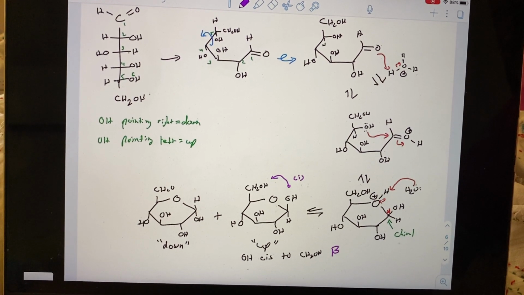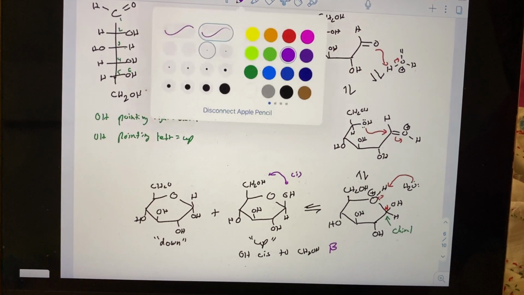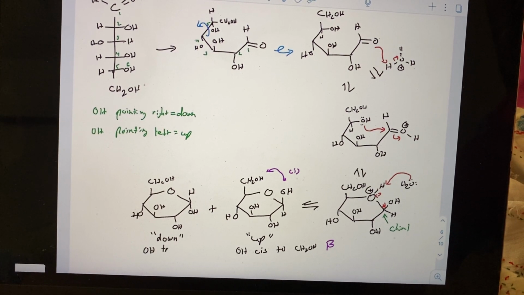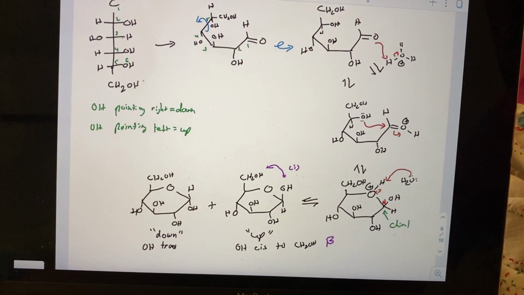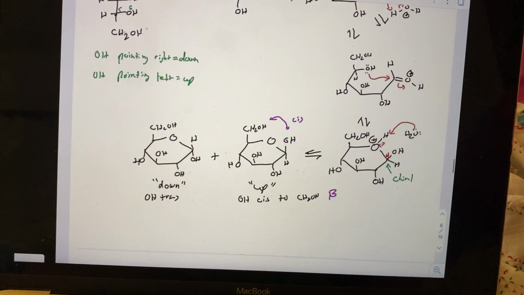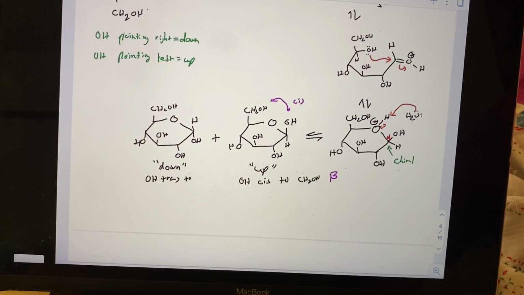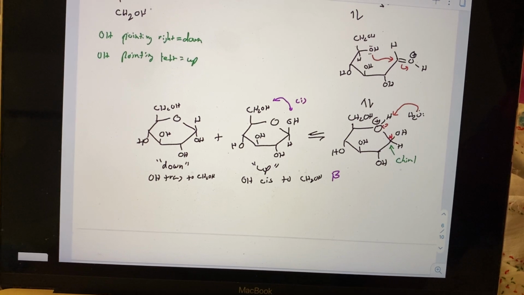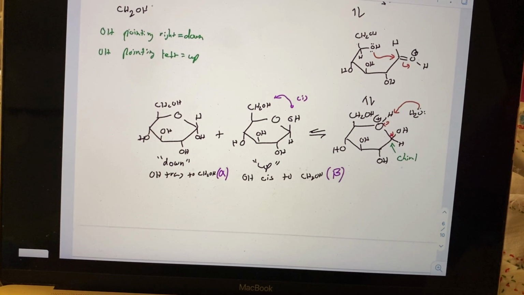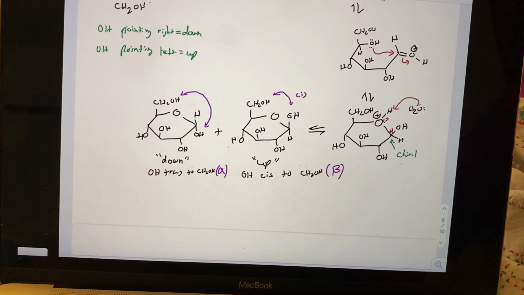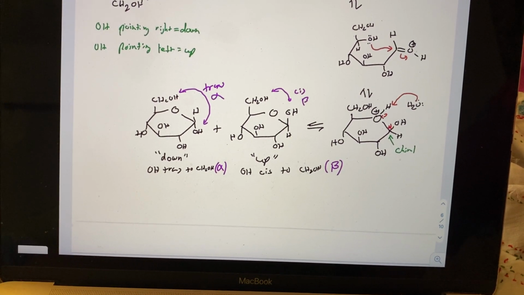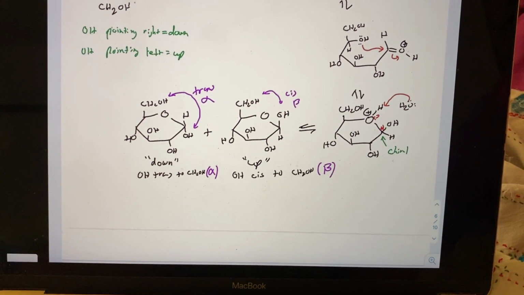And if the OH group here, I'm missing a hydrogen, I just noticed. If the OH group is trans, meaning they're on opposite side of the ring, so it's trans. We'll slide up now here. It's trans to the CH2OH. Then that's going to be the alpha. So here, this one and this one, they're trans to each other. That's alpha. In this case, on the right, they're both on the same side. That's the beta conformation.